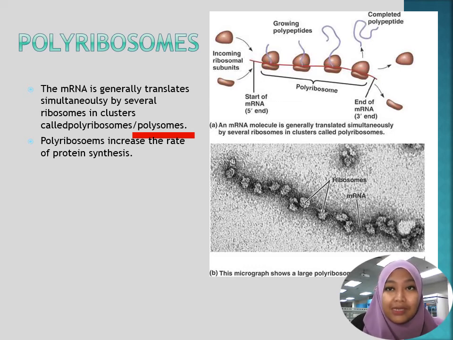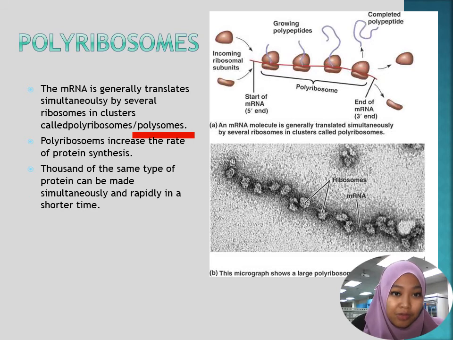Let's say the protein is needed in a very short time, so the cell has to use a polyribosome to make a double, triple production of the protein. Thousands of the same type of protein can be made simultaneously, and very rapidly in a shorter time.